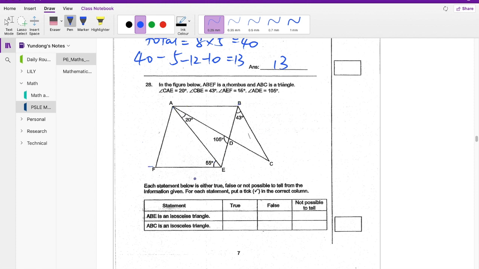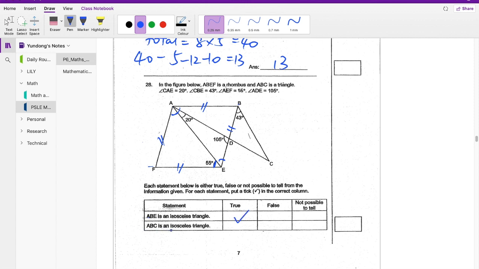What does rhombus mean? Rhombus means that these 4 sides are the same length, which means that this angle equals this angle, equals this angle, equals this angle. So here, the first statement is ABE is an isosceles triangle. We see ABE. So we see that it's correct.